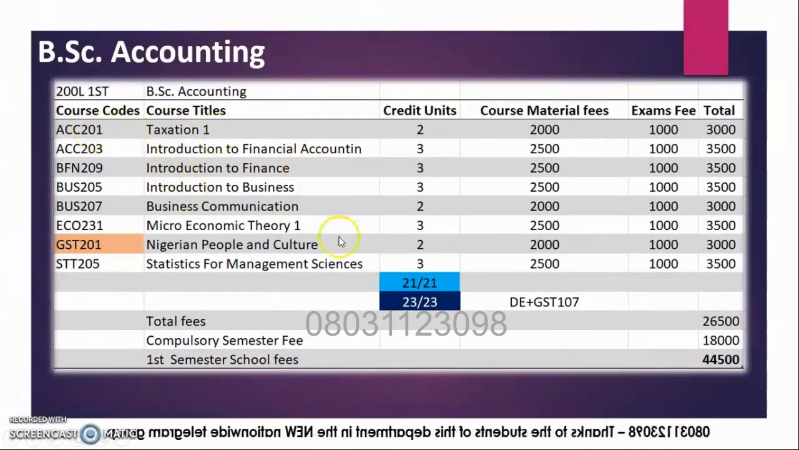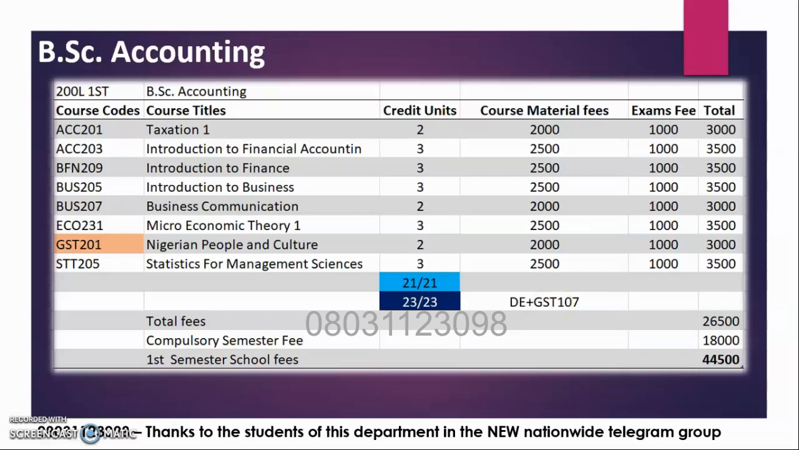You have all these courses, which includes GST 201. You will not be registering GST 203 even if it's on your portal, because 203 is for science students. Accounting is not a science program, so 203 is for science programs. Therefore, direct entry students, you will be taking GST 107 from 100 level.